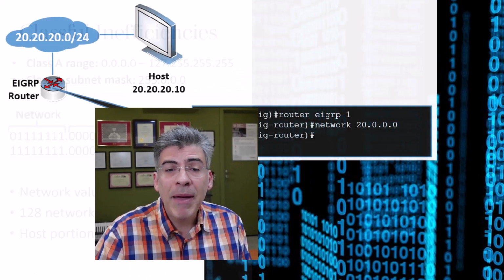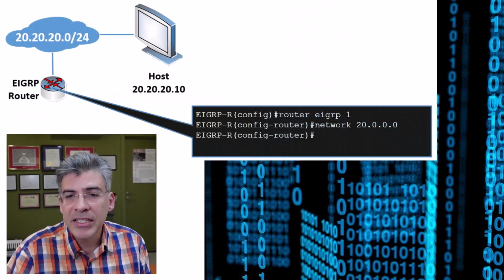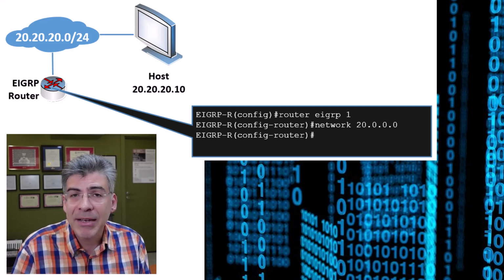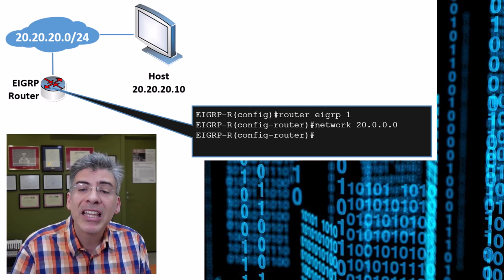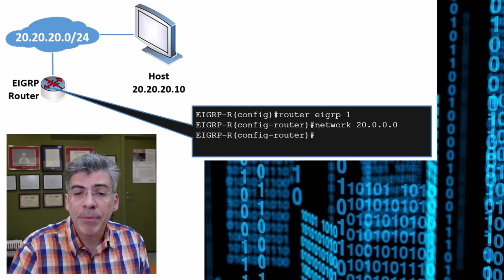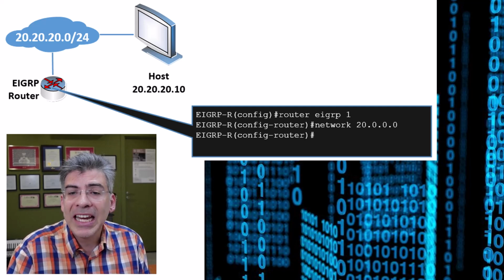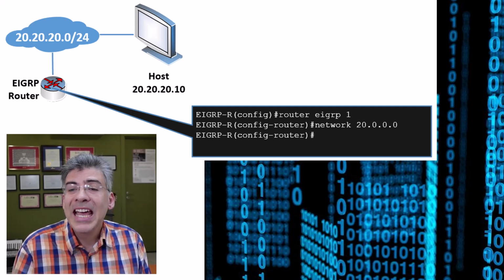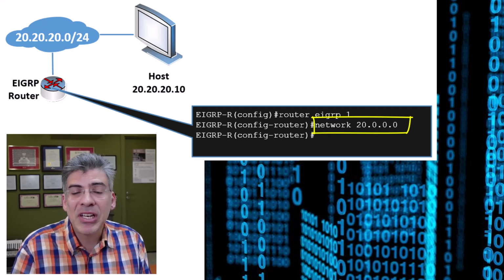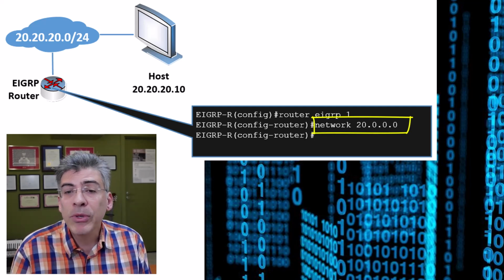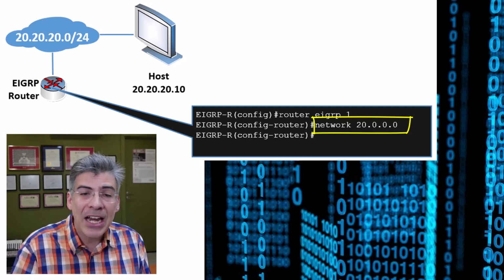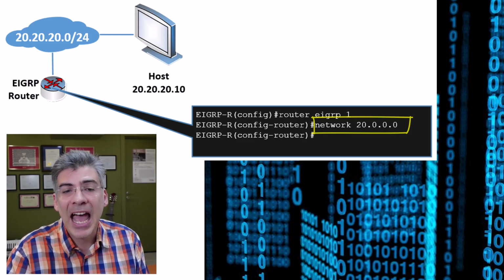For instance, on the command line interface of a Cisco device, if you issue a command with just the IP address without a subnet mask, it will often assume the classful subnet mask. For example, when configuring EIGRP, the router will function in a classful way. If you issue the network 20.0.0.0 command, it accepts it without a subnet mask, and it will assume the 255.0.0.0 subnet mask since the address is a Class A address.